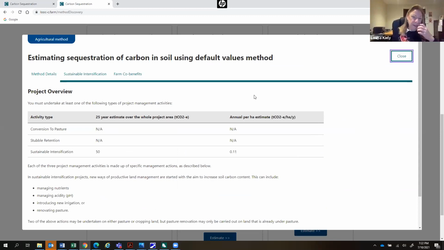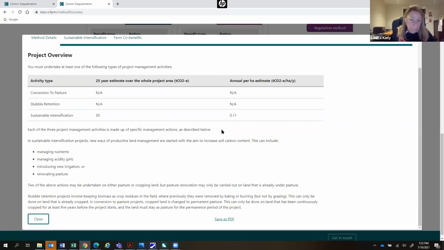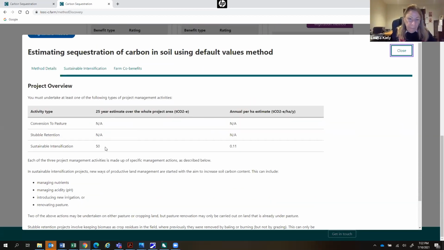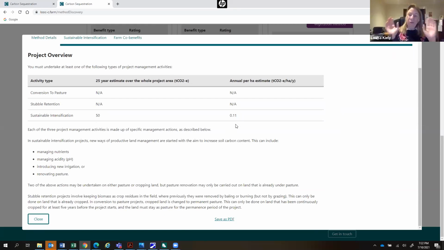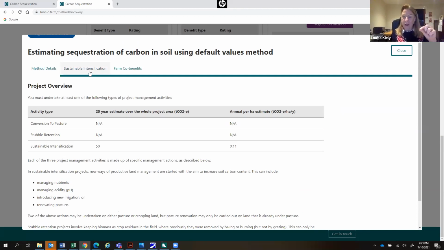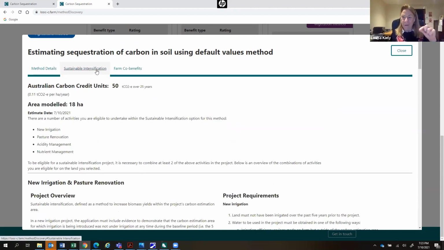Okay, now, Stephanie said you might want to think about this one. Has it come up with a value at all, Stephanie? 50. Sustainable intensification, 50, 25-year estimate. Okay. So what this shows is the reason why nobody has taken up this method. This method has not been taken up by one farmer or one carbon developer because they've used estimations of soil carbon from what they know, and the calculator doesn't know a lot.